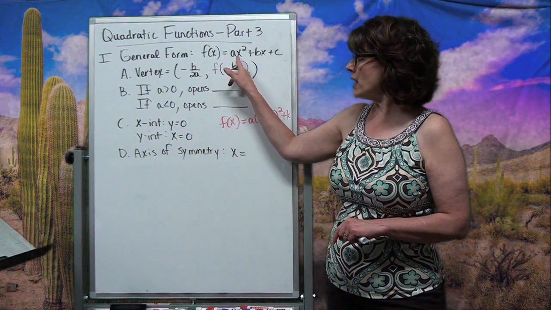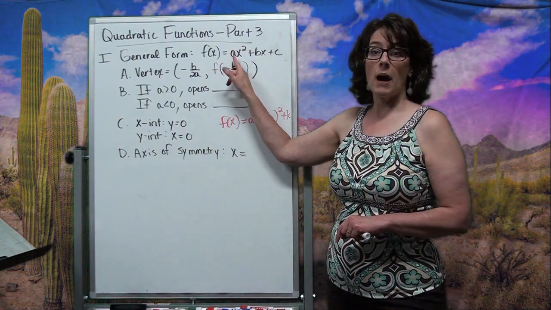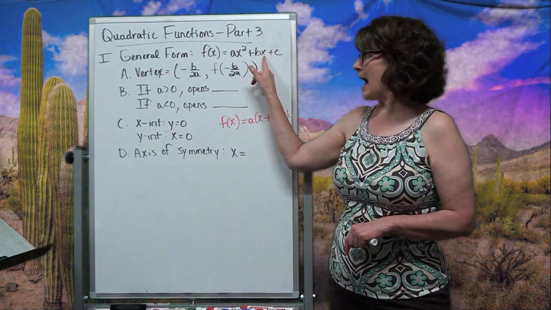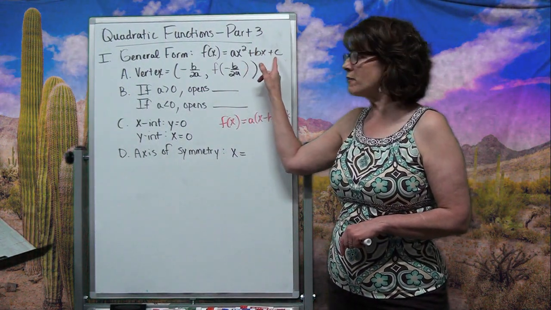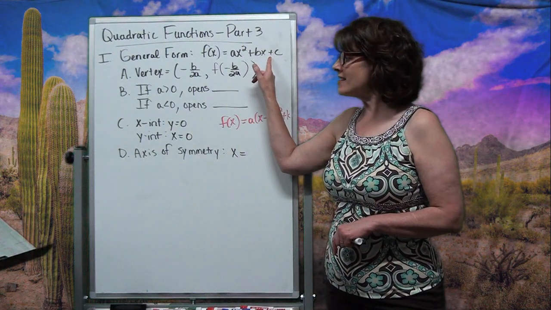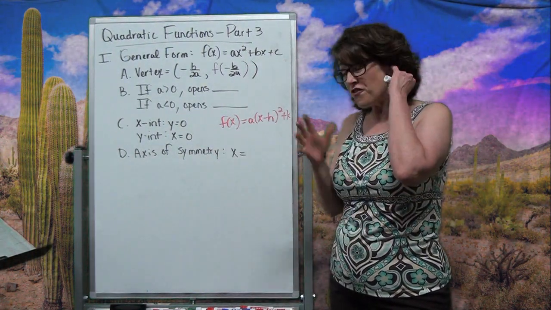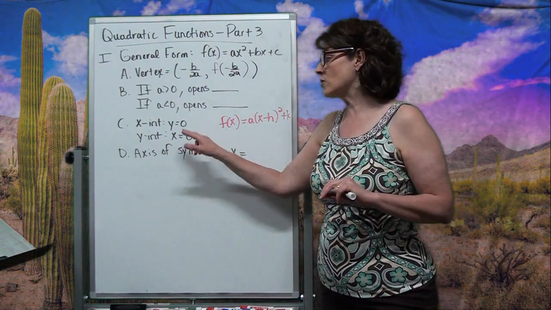So when I put a 0 here, what happens to that term? Absolutely, it's gone. The only thing I'm left with is this right here. So whatever that c is, that's going to be my y-intercept. So that's fairly easy to deal with. I'll have my x-intercept, I'll have my y-intercept.